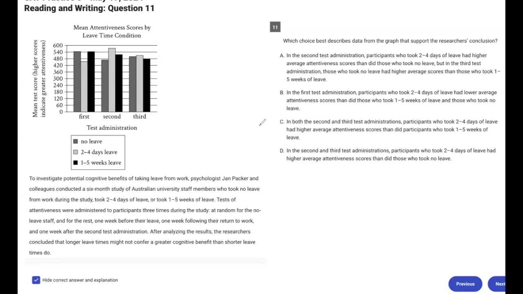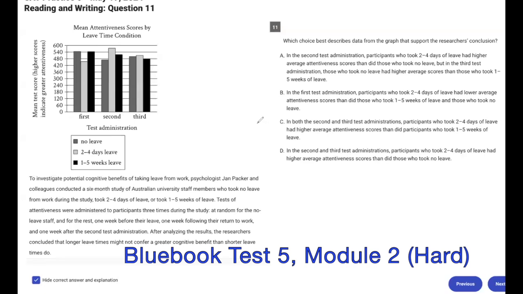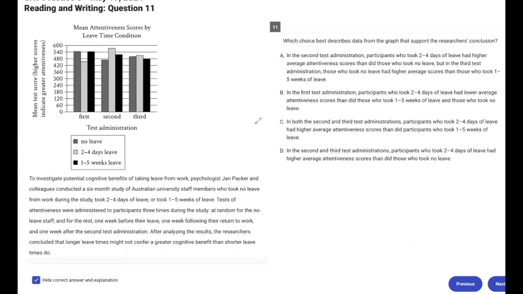The following digital SAT practice question can be found in Bluebook Test 5, Module 2 Hard, Question 11. This is a command of evidence quantitative question, as we can tell because we have a graph paired with the passage, which we'll go ahead and read now.